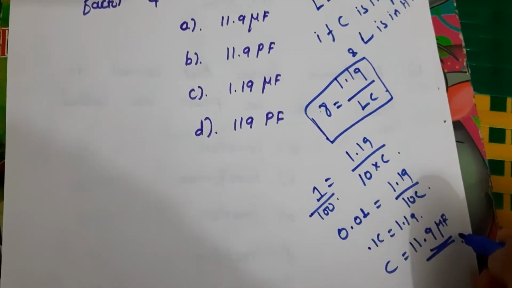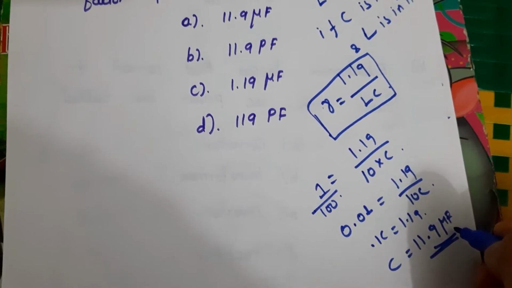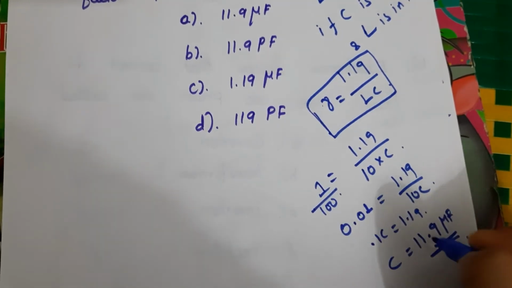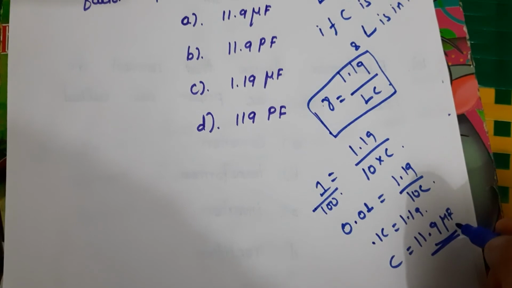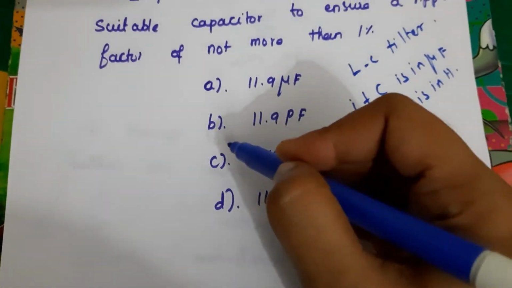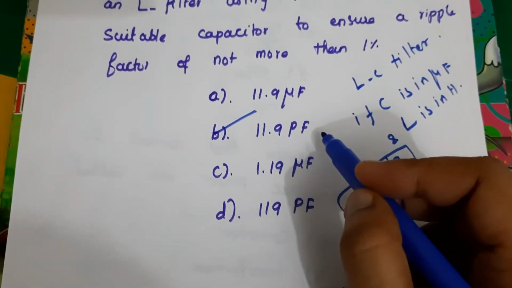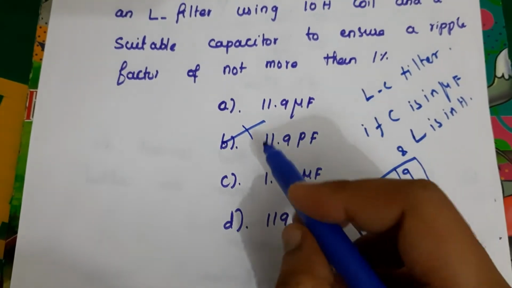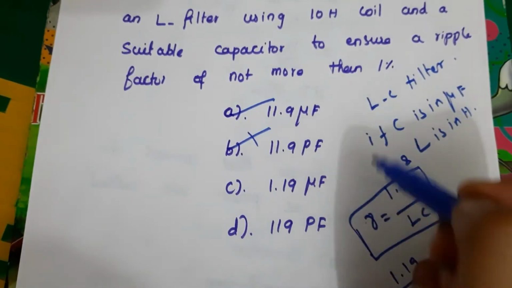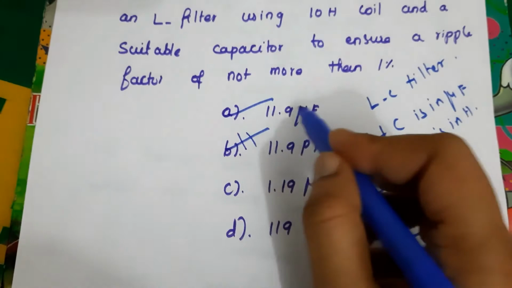So always the capacitor value is in the range of microfarad values. So the answer is 11.9 microfarad. Sorry, the answer is not B, A is the answer: 11.9 microfarad.